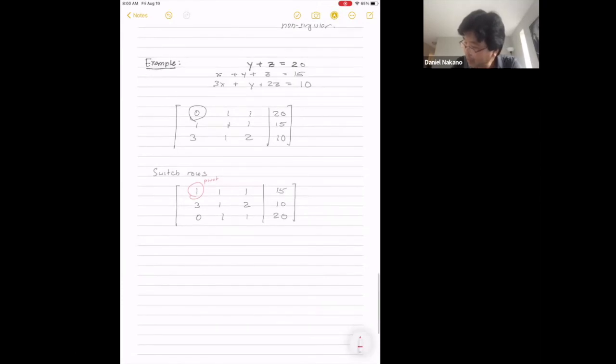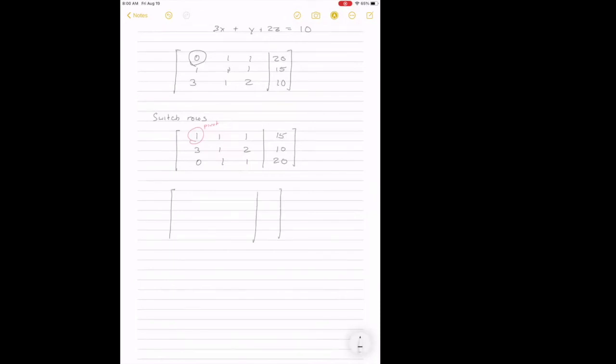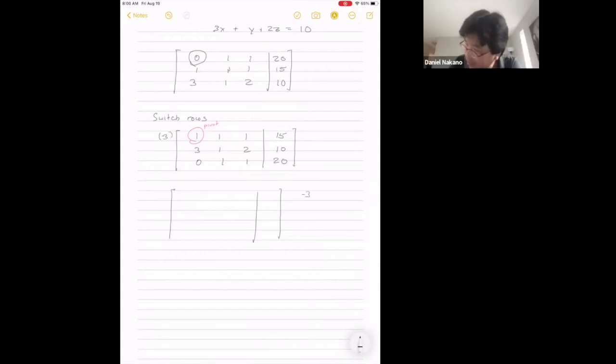Okay. So let's now just apply the procedure again. Okay, so what do I want to do? I want to multiply the first row by what? -3. Good. So -3. I'll be very explicit here. -3 equation 1 plus equation 2. I'm going to put it in the second row.